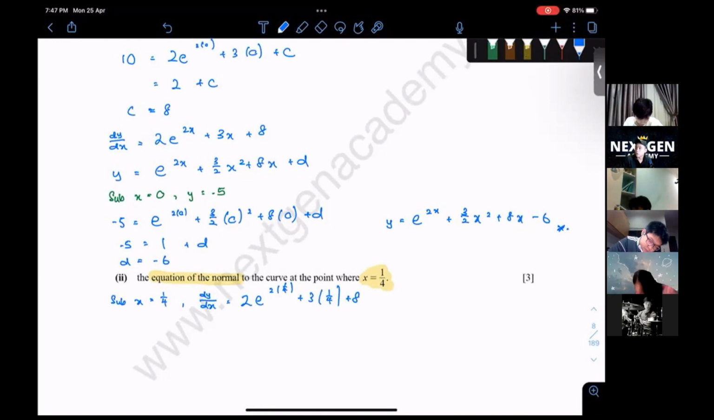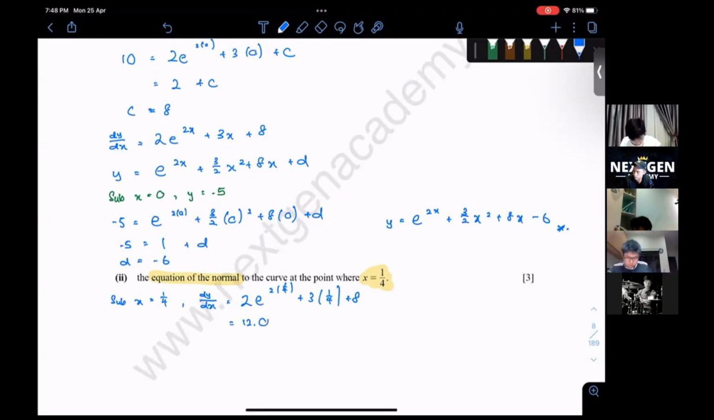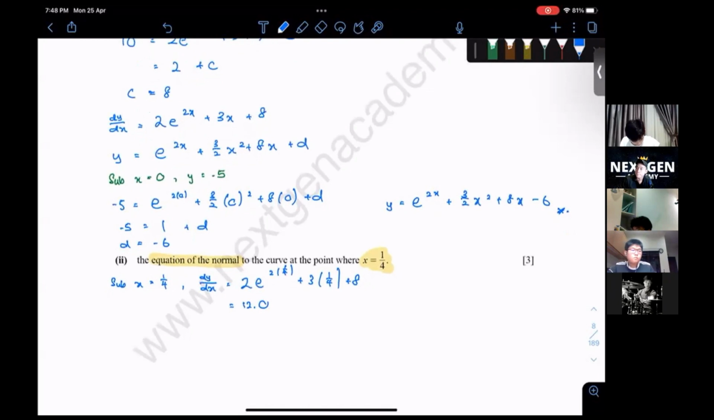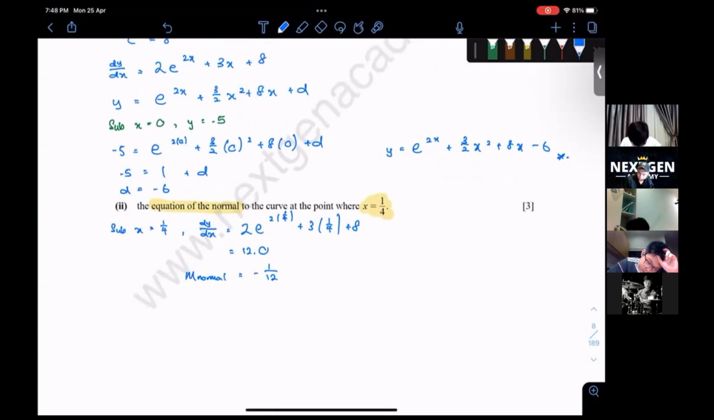12.0 something, but I write 12.0. Okay, just 12.0. And then the gradient of normal will become negative 1/12. Negative 1/12. Okay. And then sub the x equals to 1/4 into the normal equation, the y equals to something on that equation.